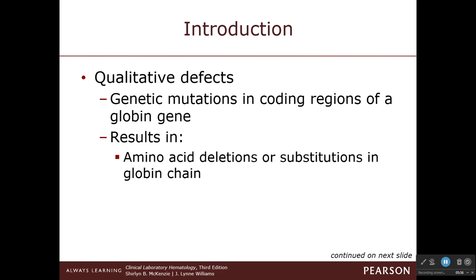All right, so genetic mutations in the coding region of the globin gene. So where are the globin genes at? What 2 chromosomes have our globin genes? 16 and 11, right? So that results in amino acid deletions or substitutions in that globin chain, which therefore throws off our protein.